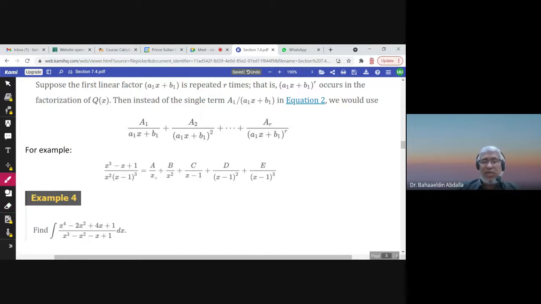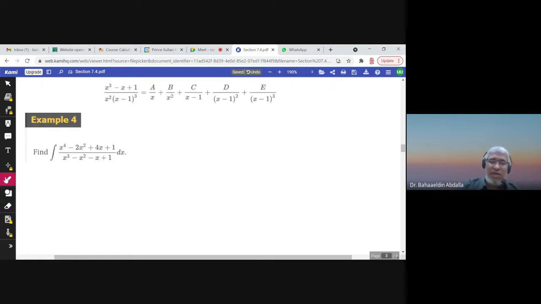The theorem says in this case, you write a fraction for x, and a fraction for x squared. For x minus 1 cubed, a fraction for x minus 1, for x minus 1 squared, and for x minus 1 cubed. And you always write constants in the numerators, a, b, c, d, and e. So this would be the case if we have repeated linear factors.